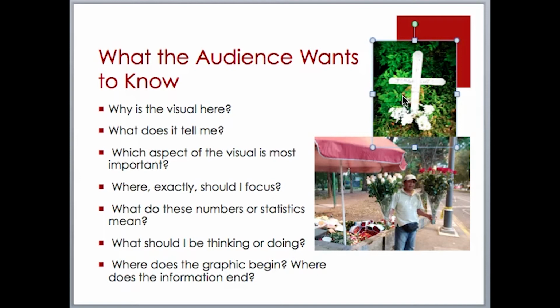So then, if you're using statistics and graphs, what do the numbers or statistics mean? And also, the audience will be thinking, what should I be thinking? What should I be doing? Are these visuals asking me to do something? Is it a training manual? Am I supposed to be doing something with programming, something with my Raspberry Pi and programming my robot? All sorts of things. And then also, where does the graphic begin and where does the information end? Those are kind of philosophical questions too, but at any rate, they're something to start thinking about.